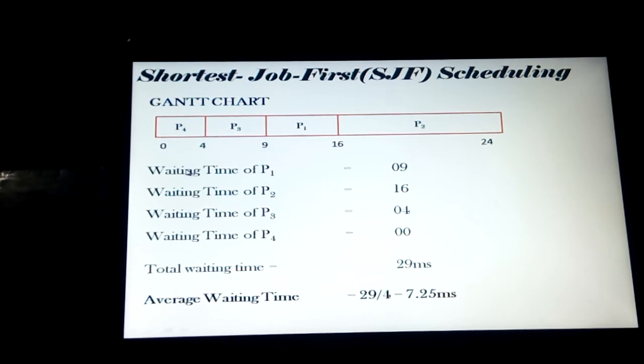Now the waiting time of P1 is 9. The waiting time of P2 is 16. The waiting time of P3 is 4 and the waiting time of P4 is 0. Now the total waiting time is 29. Now the average waiting time is 29 divided by 4, which is 7.25.